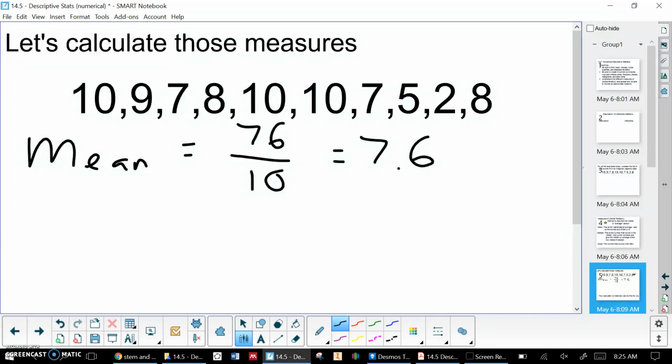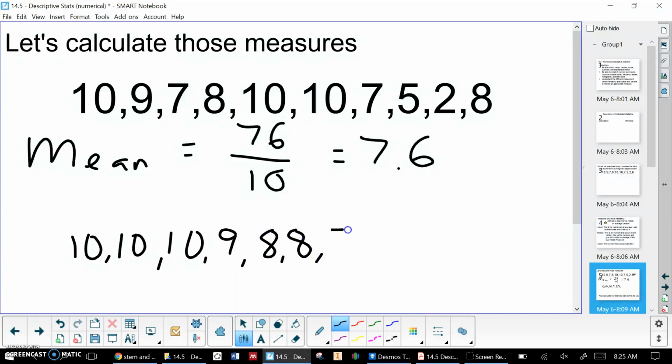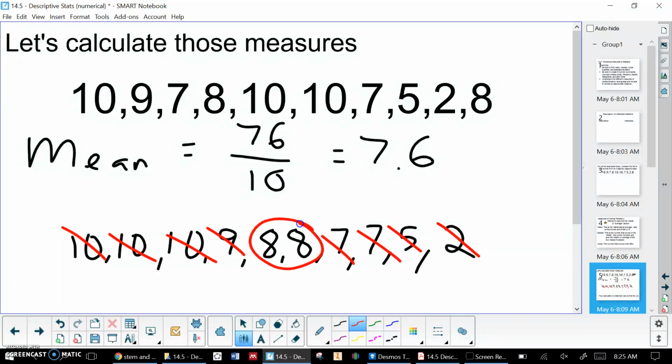You've done this before, I can almost guarantee it. We're going to put our numbers in order. So 10, 10, there's 3 10s, I believe there's 1 9, 2 8s, 2 7s, a 5, and a 2. You've probably done this before. You cross off one on each end, and another one on each end, and then another, and then another. And this time we get to 2 numbers in the middle.